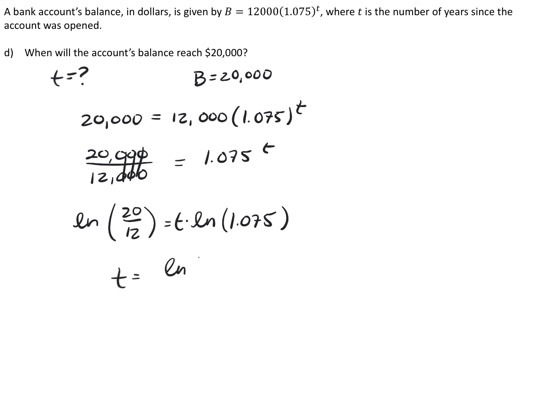So T is equal to the natural log of 20 divided by 12, divide all of that by the natural log of 1.075. This is your exact solution. Put it into your calculator the same exact way you see it written down. And this will give us approximately 7.06 years.